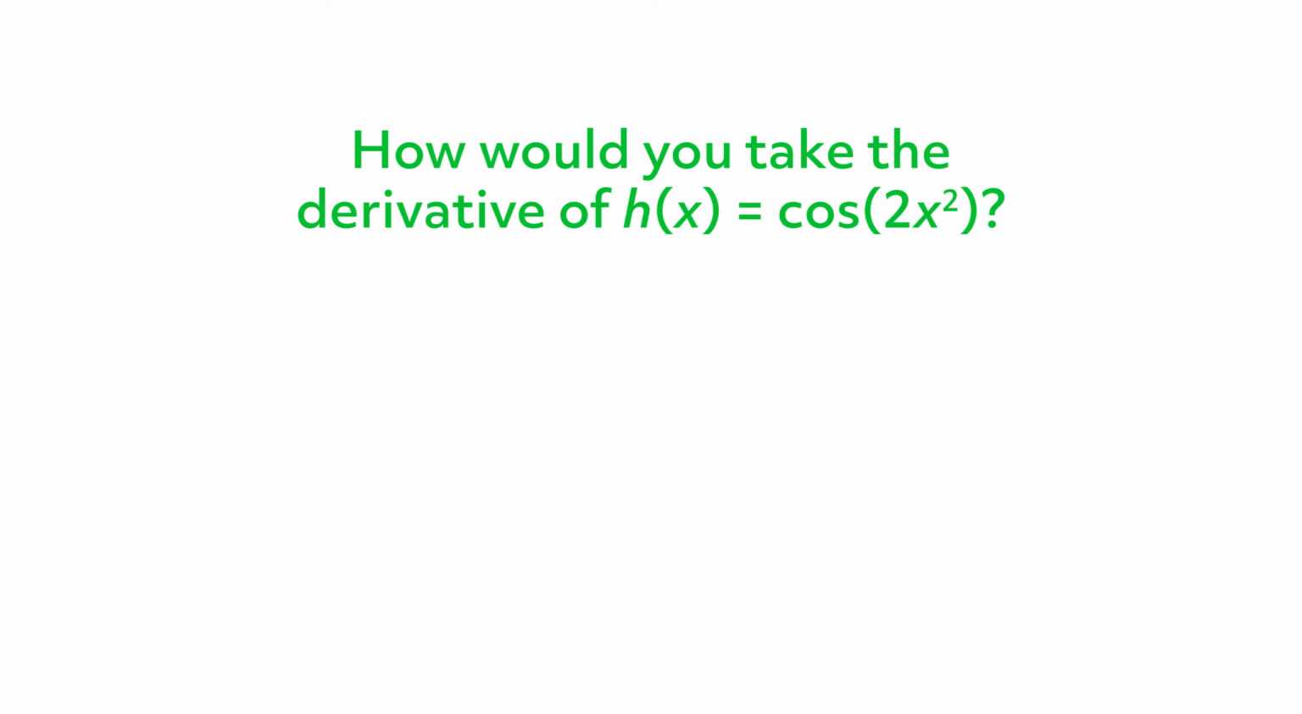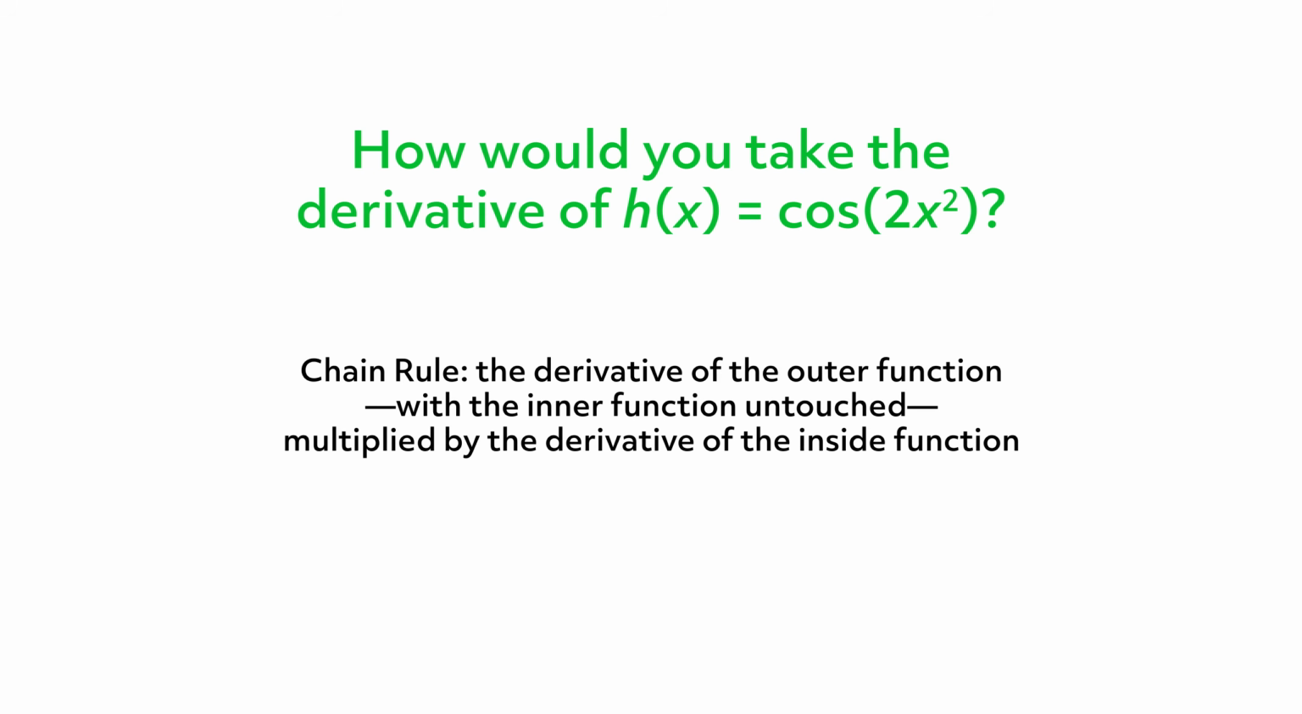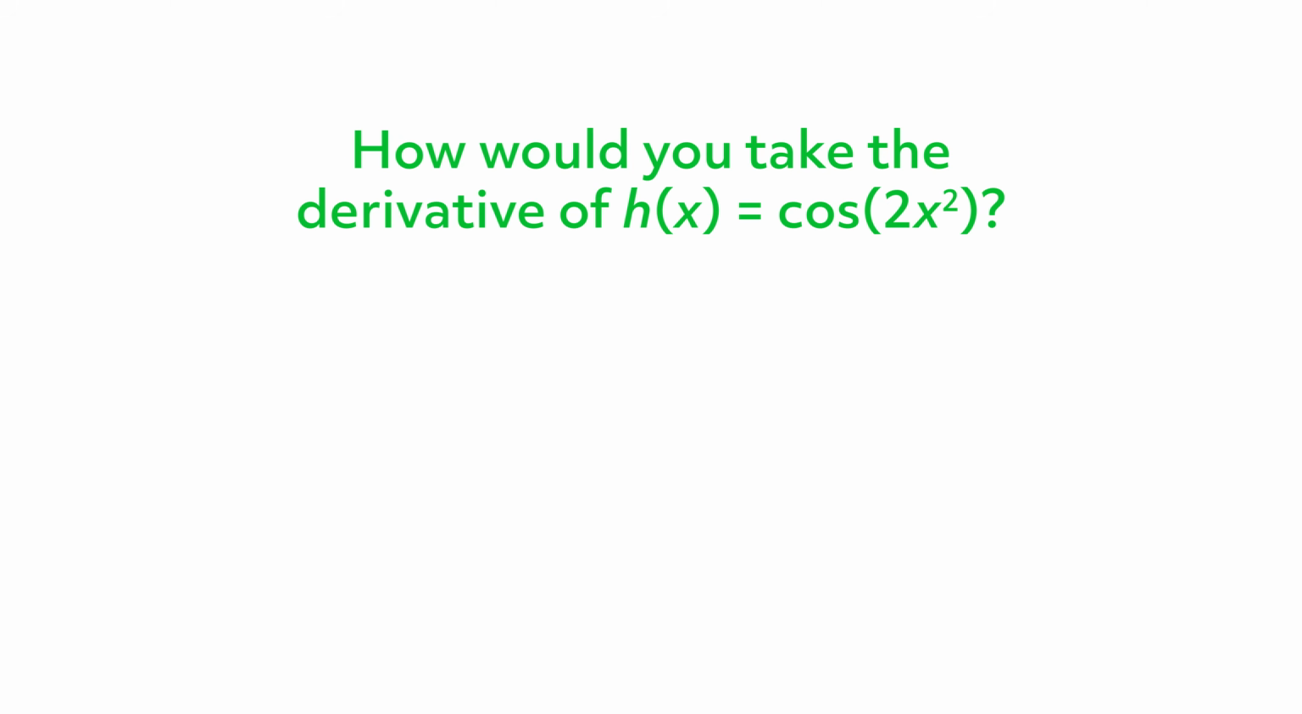Now that we've discussed what each of the derivatives are for the regular and inverse trig functions, let's briefly discuss how the chain rule can be applied to them. For example, how would you take the derivative of h of x is equal to the cosine of 2x squared? Remember, the chain rule allows us to handle derivatives of nested functions which have inner and outer components. In this case, cosine is the outer function and 2x squared is the inner function. The chain rule states that we can find the derivative of composite functions like these by first handling the derivative of the outer function with the inner function untouched, and then multiply this result with the derivative of the inside function. For this function, then, we start by looking at the outer function cosine and determining its derivative.